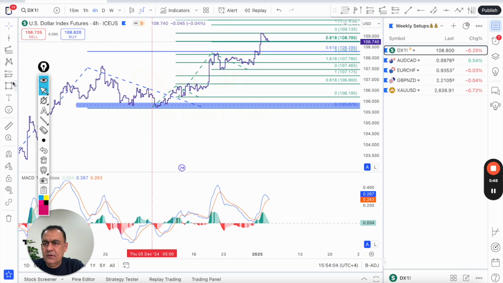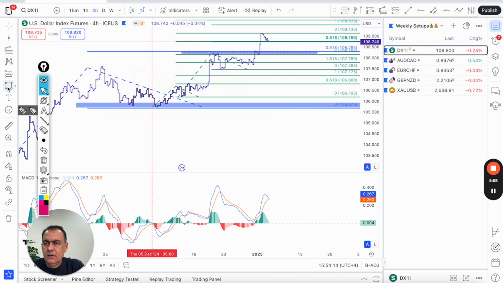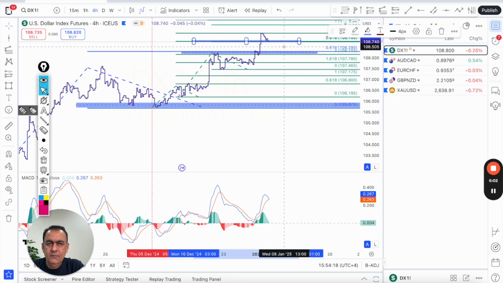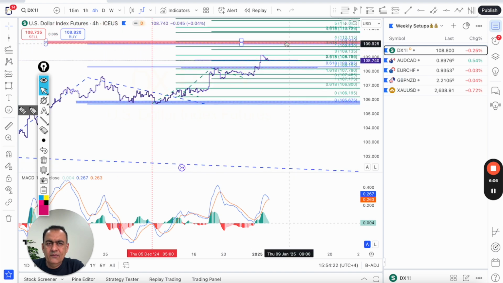So I've got duplication here, so this should serve as support. I've got a magnet zone here, the current price level, and do we have any resistance? No, I've got the same level of resistance, so we have already marked one from the higher time frame and the next one is higher to that.